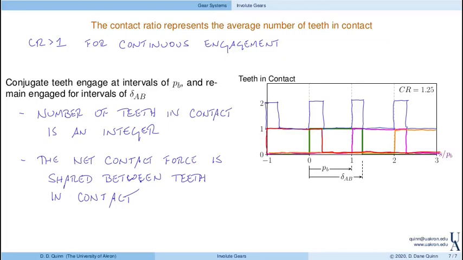Things like contact ratio and circular pitch and base pitch and all of that kind of stuff.